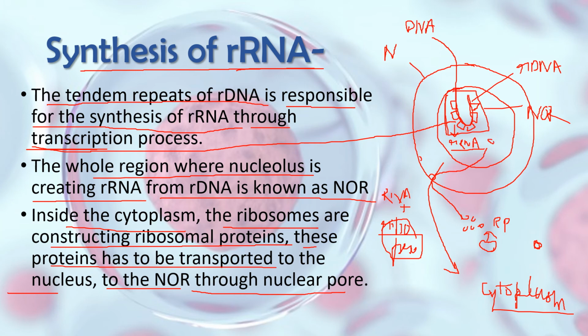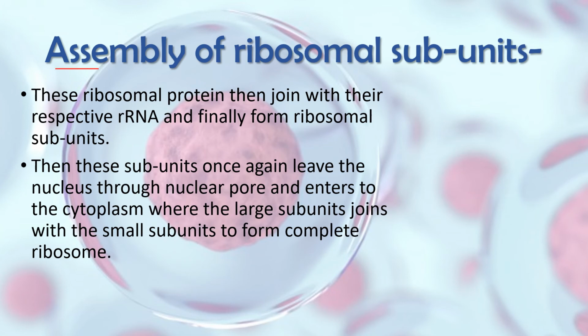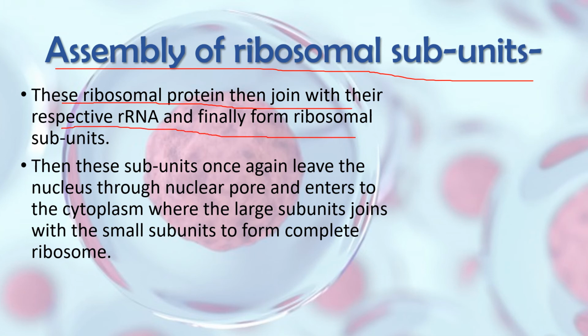Now these ribosomal proteins come to this nucleolar region. This is our ribosomal protein. Now we have both constructing units of the ribosome: rRNA as well as ribosomal protein. So now comes the assembly of ribosomal subunits. These ribosomal proteins then join with their respective rRNA and finally form ribosomal subunits.